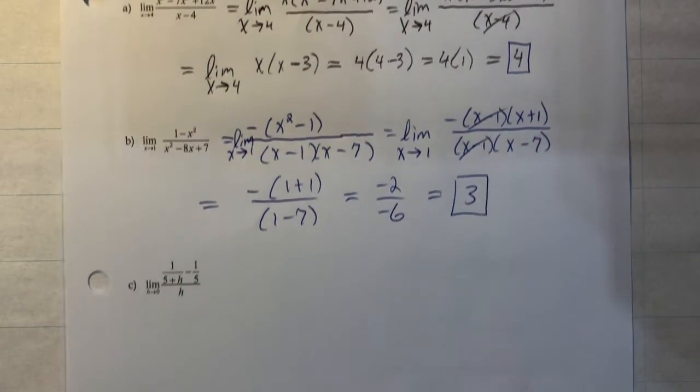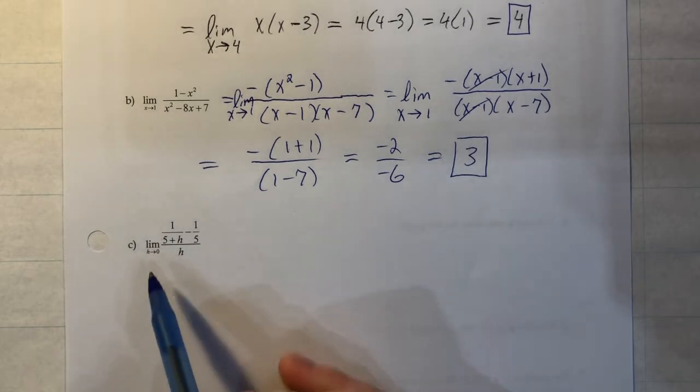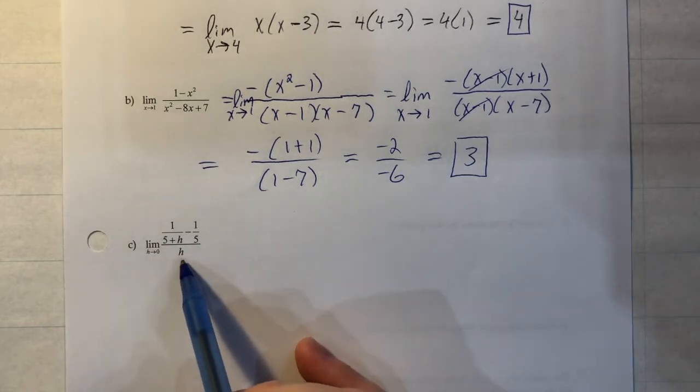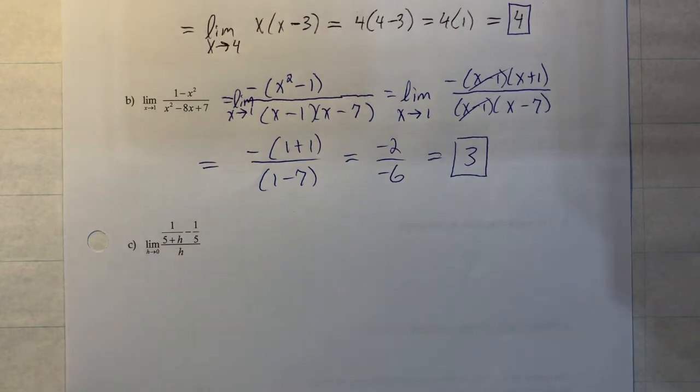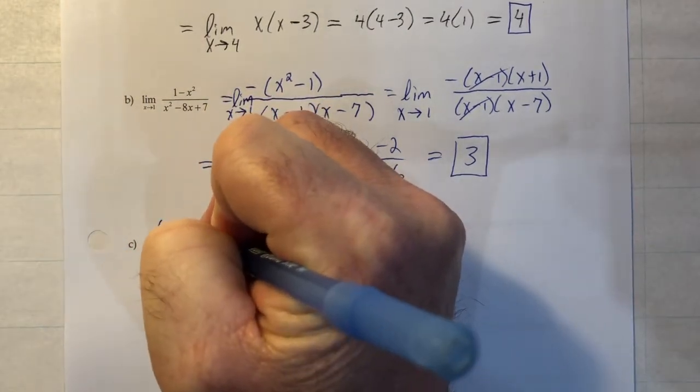All right, let's have a look at C. Oh boy, looks like we've got a complex fraction. Can we just plug in and have it be really easy? No, because if you plug a 0 in for h, you get a 0 denominator. So plugging in immediately is not going to work. So one trick when you have a complex fraction is to try and simplify the complex fraction, see if that helps you to be able to cancel that h.